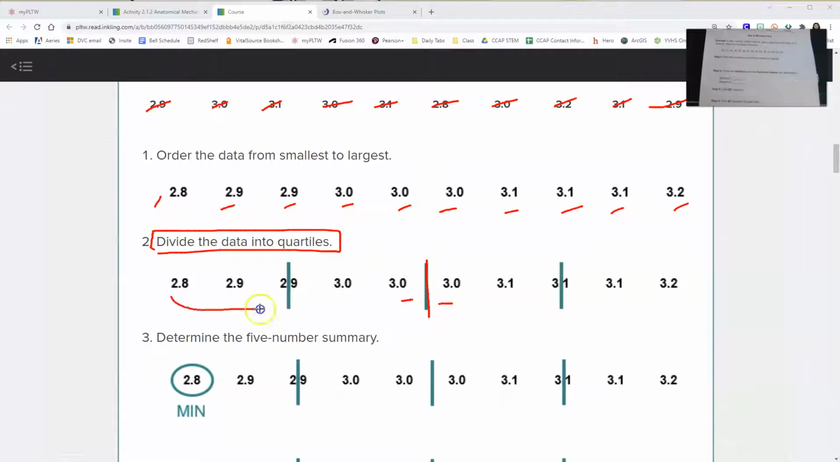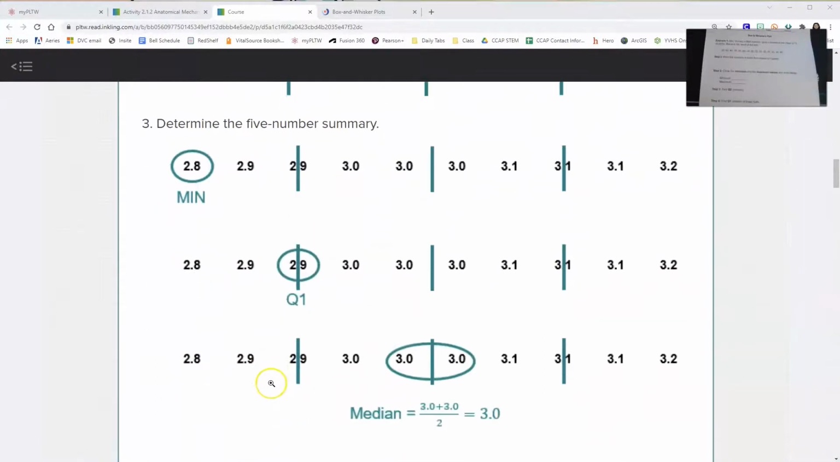Okay, and then on the lower half, there's 5 numbers. The middle number is the third number, and that's the reason why we have a line down here. And then the upper half of your data set is the 8th number, and that's the reason why we have a line drawn on the number 3.1. Now we determine the 5 numbers summary.